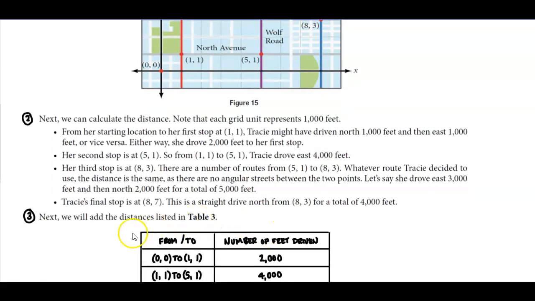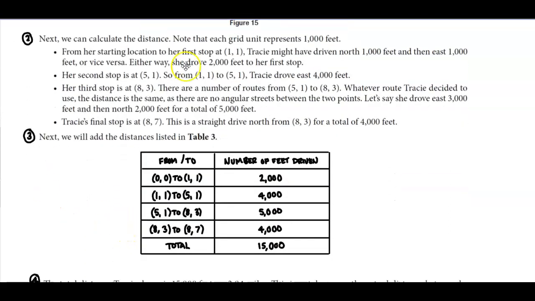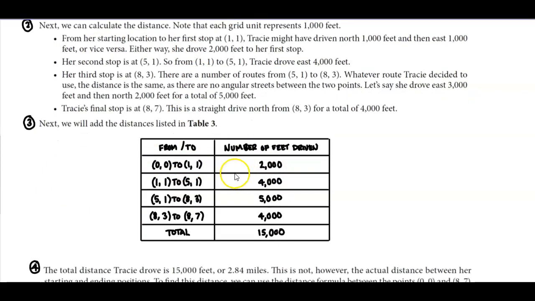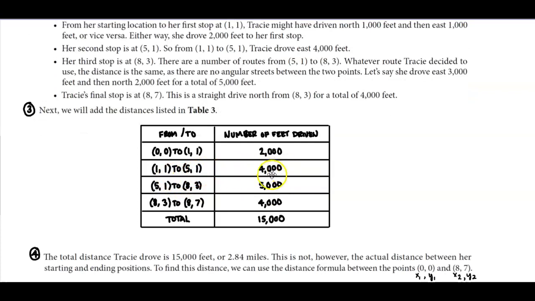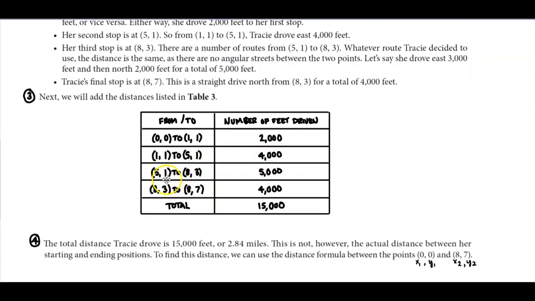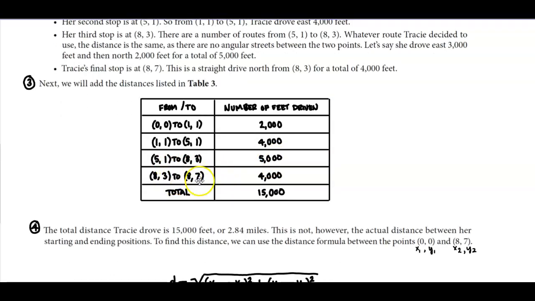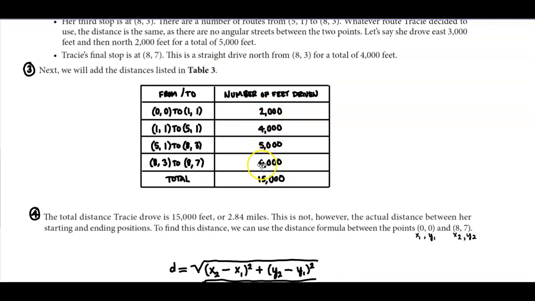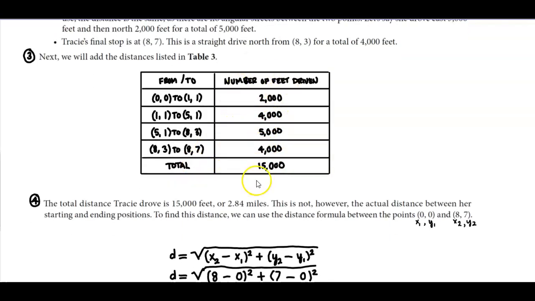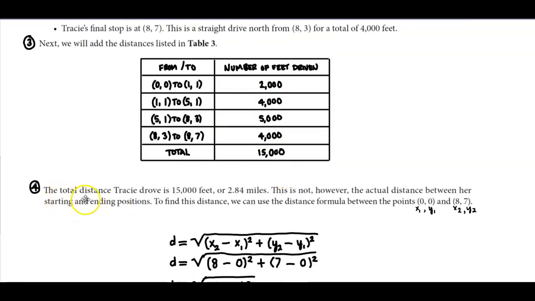So now what we're going to do is add the total distance and write it in a table. From (0, 0) to (1, 1), the number of feet driven was 2,000. From (1, 1) to (5, 1), the number of feet was 4,000. From (5, 1) to (8, 3), the number of feet was 5,000. And from (8, 3) to (8, 7), the number of feet driven was 4,000. When we add those all up, the total amount of feet driven is 15,000 feet. Now, in step 4, the total distance Tracy drove is 15,000 feet, or 2.84 miles.